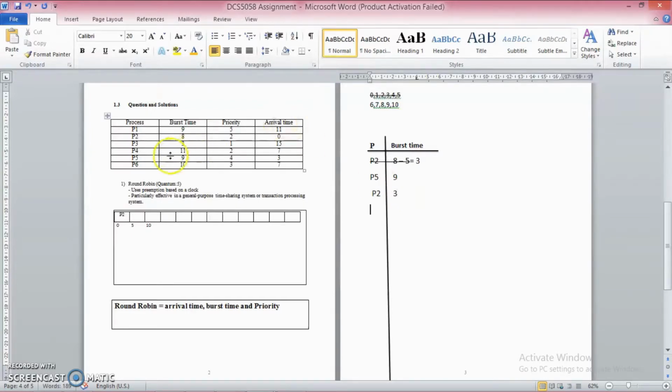And then as I told you, P6, and its burst time is 10. And also P4, right? Oh no, P4, right? Yeah. And then you put P4. The burst time is 11. Okay. Now we already executed, we already queued back the processes 5 until 10.